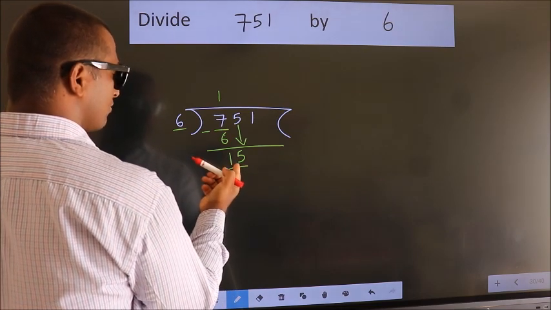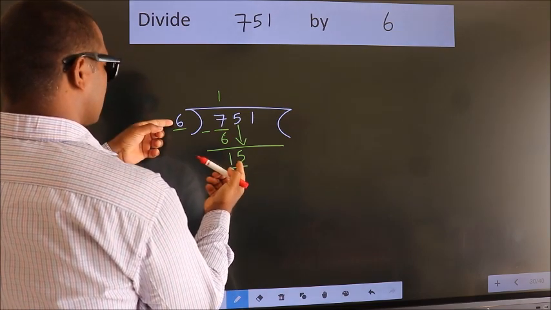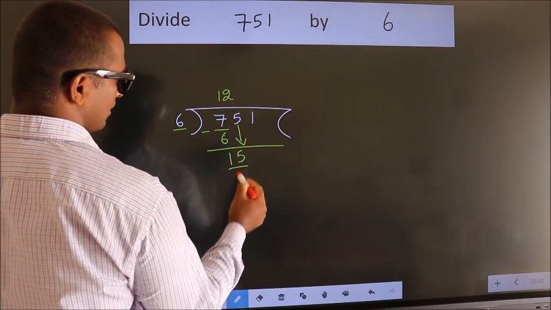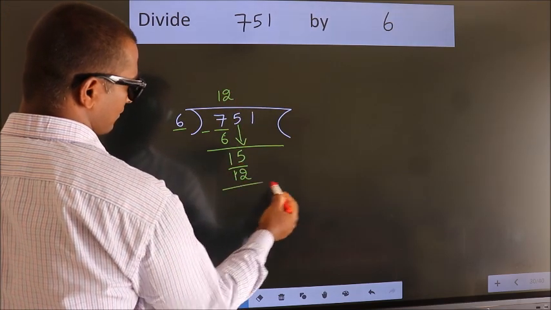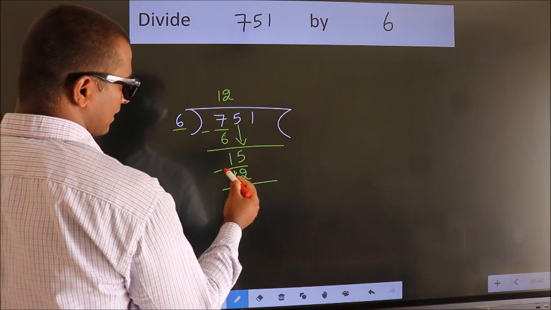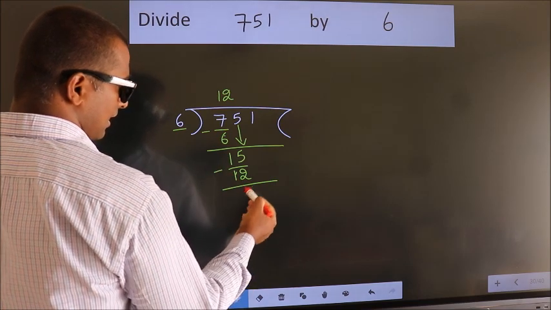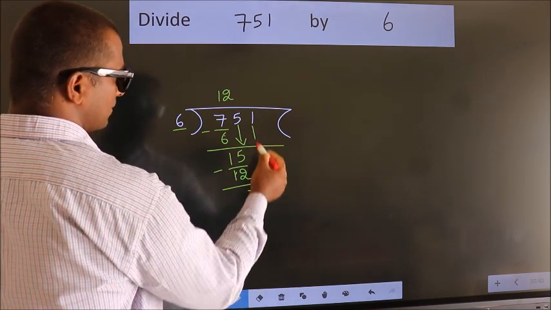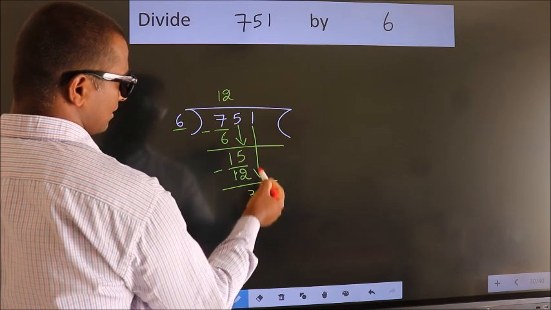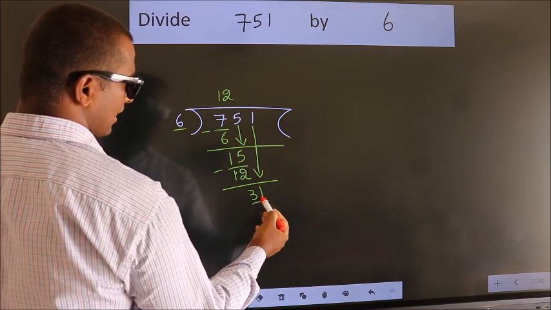A number close to 15 in 6 table is 6 twos, 12. Now, we subtract. We get 3. After this, bring down the beside number. So, 1 down. So, 31.